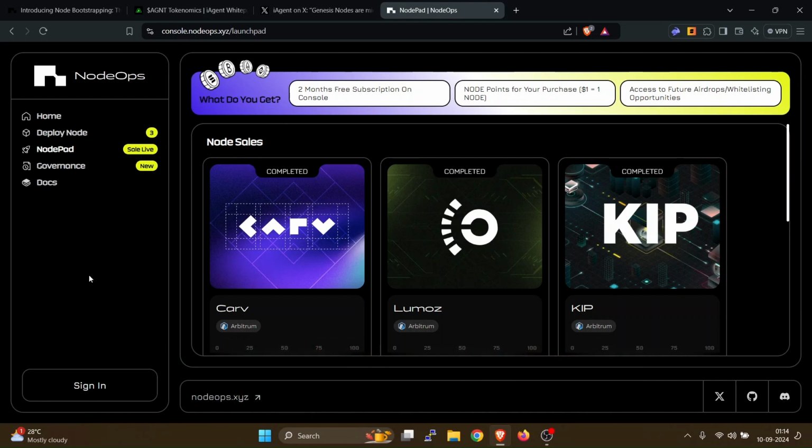So that's it for today, guys. Don't forget to check into the NodeOps console, and don't forget to deploy the node right after you buy. You buy and deploy at the same time and start earning rewards at the same time.